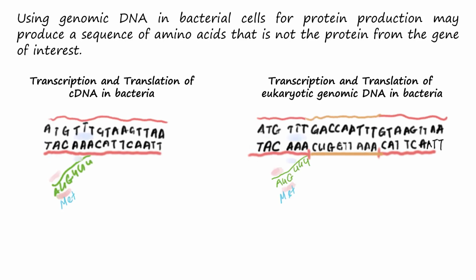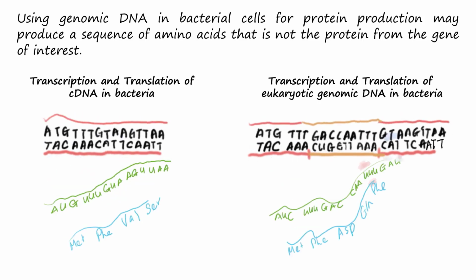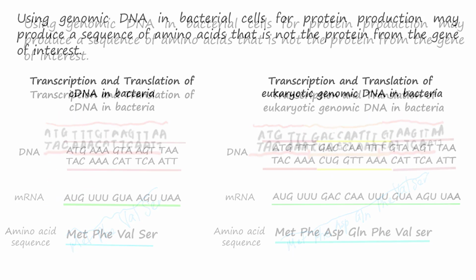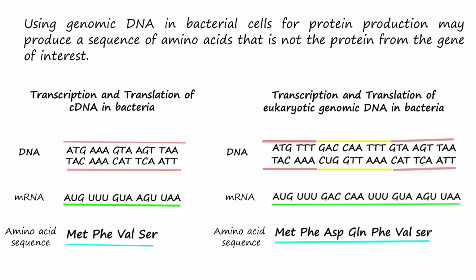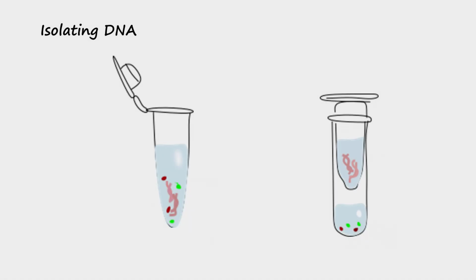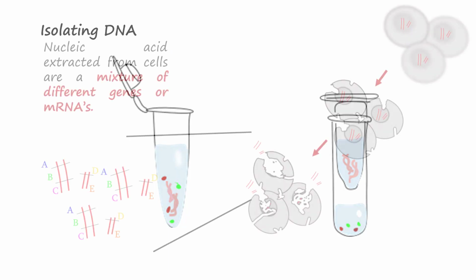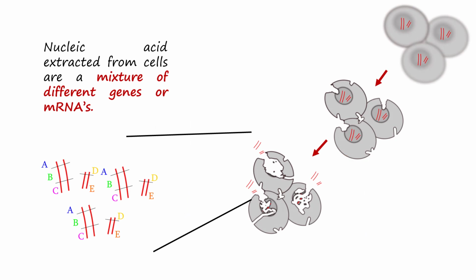Thus, using genomic DNA in bacterial cells for protein production may result in a sequence of amino acids that is not the protein from the gene of interest. Nucleic acids are extracted from cells by breaking open the cell and destroying or separating all undesired molecules. When you extract the DNA or RNA from cells, the genes or specific RNA will be extracted with all other genes or RNA found in the cell.